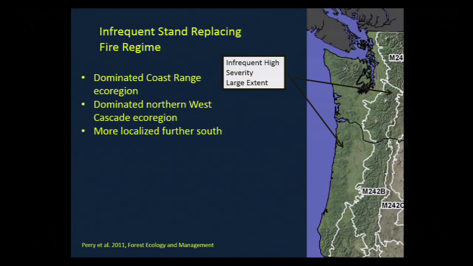The first fire regime is the infrequent stand replacement fire regime, and that was most common in the coastal forests of Sitka spruce and western hemlock in the Coast Range ecoregion, and it was also very dominant in the northern part of the West Cascades ecoregion. As you head further south in this ecoregion, it becomes more localized in extent.